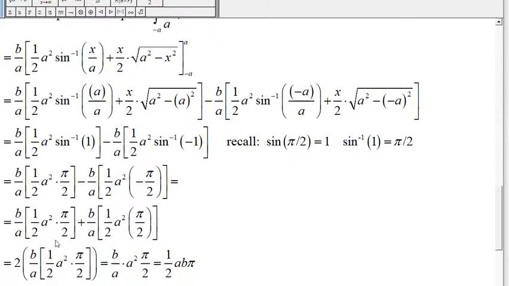So this expression and this expression are the same. So we can just write it as 2 times the first expression. 2 times 1/2 is 1. And then what's left is b over a times a squared times pi over 2. A squared divided by a is just a. And then we have a b here, and then we have 1/2 pi. So altogether it is 1/2 times a times b times pi.